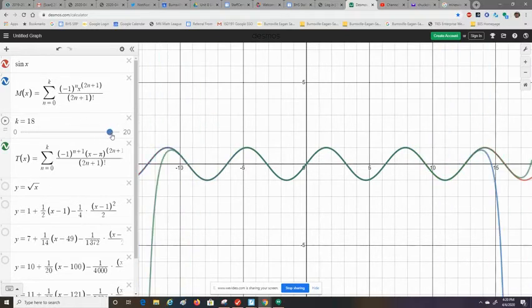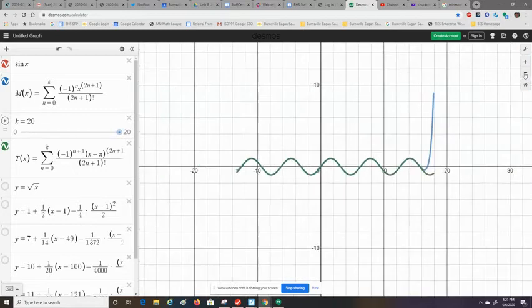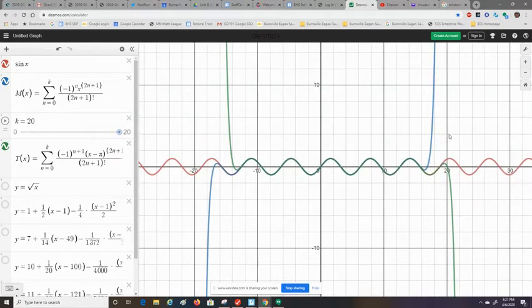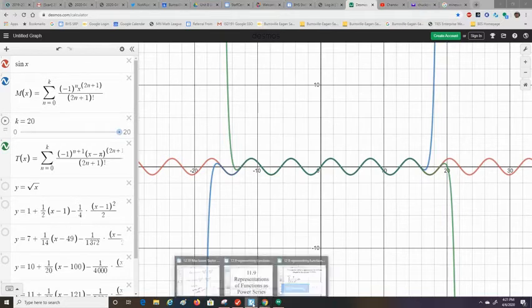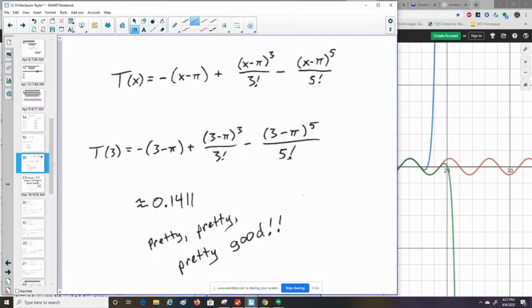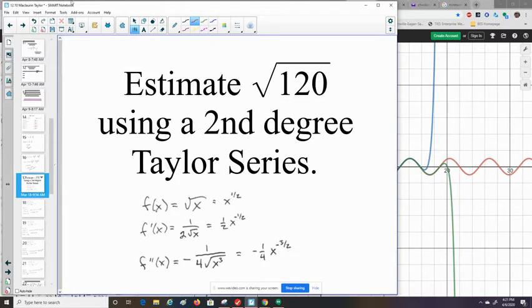Just out of curiosity, I'm going to send this up to the 20th term and see how far they go. And you can see that the interval of convergence for these things is pretty wide. In fact, it's all real numbers if you send this through the ratio test. But there we go. The second example I would like to take a look at is this.